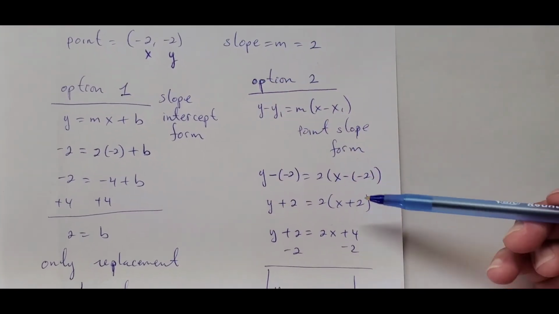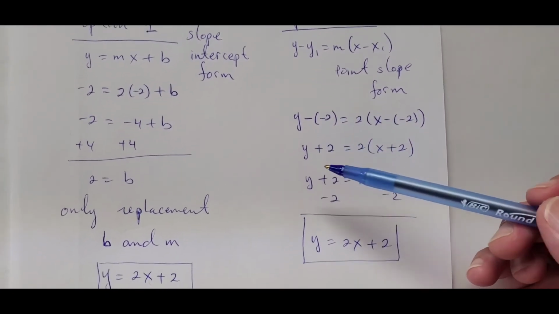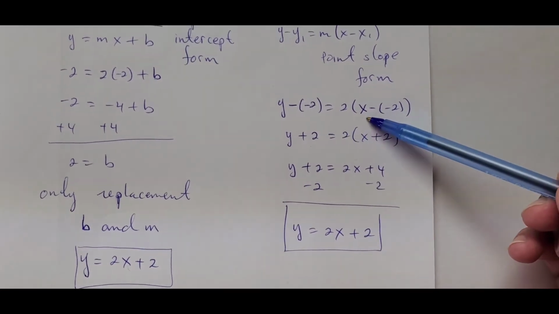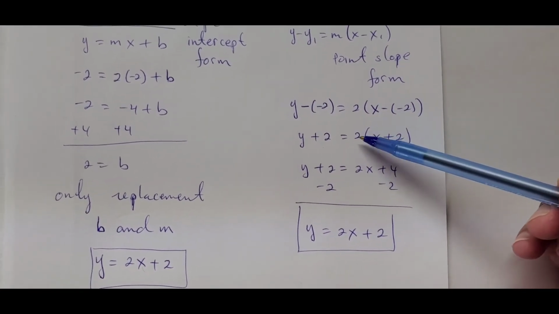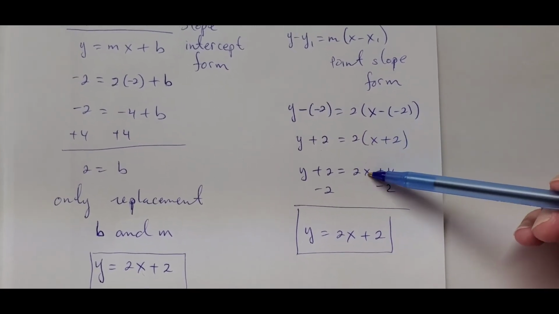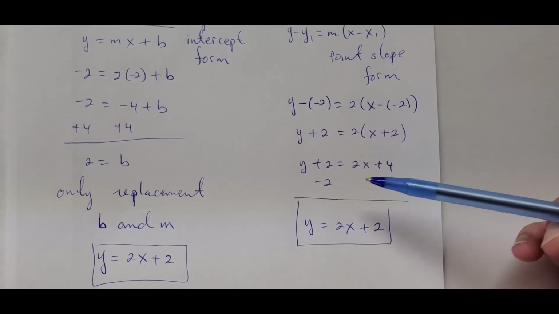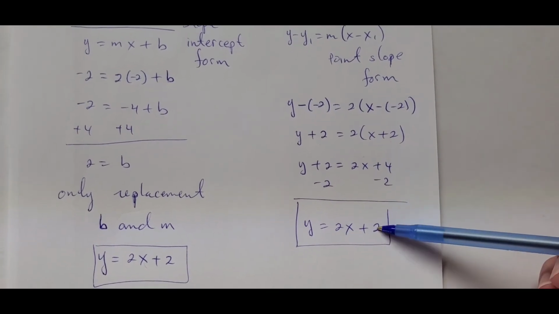So be very careful where to plug it in. And this is order of operations. Negative and negative gives me +2. Now get rid of the parentheses by distributing. 2 times X is 2X. 2 times 2 gives me 4. Next, subtract the 2 from the left side over. So that gives me 2.